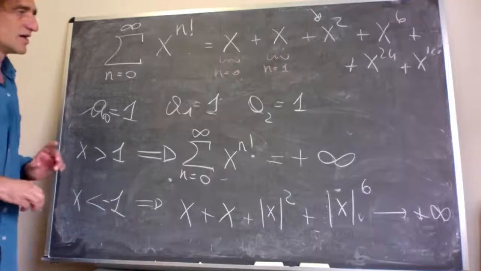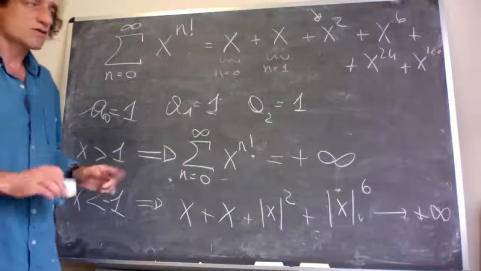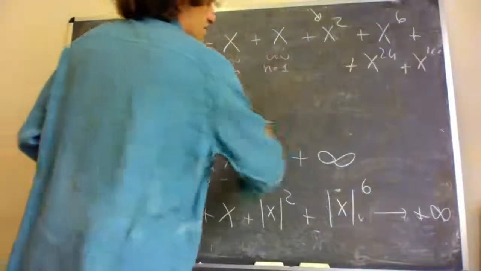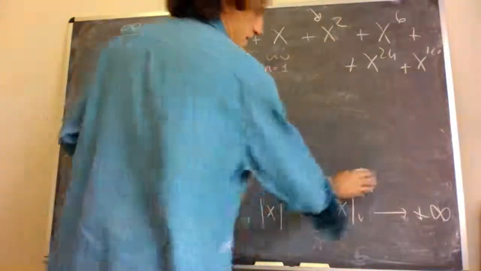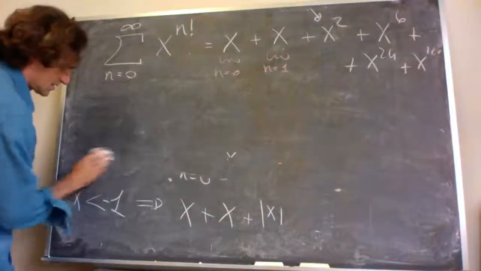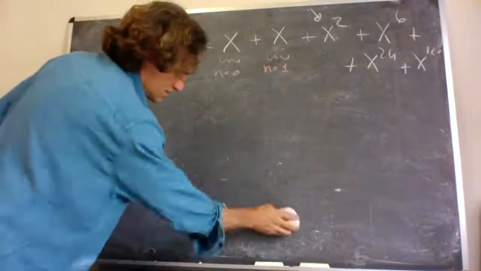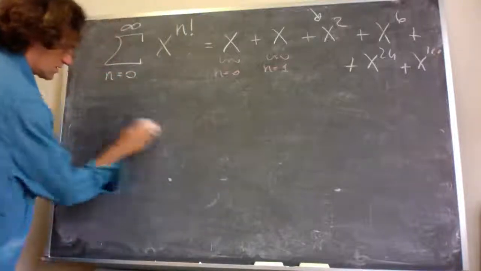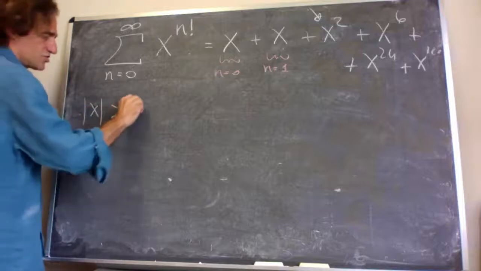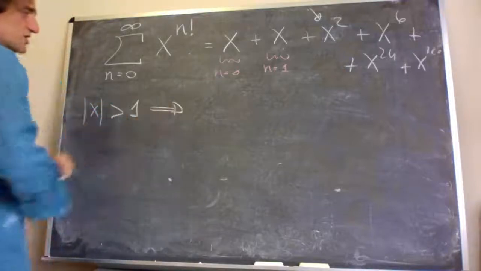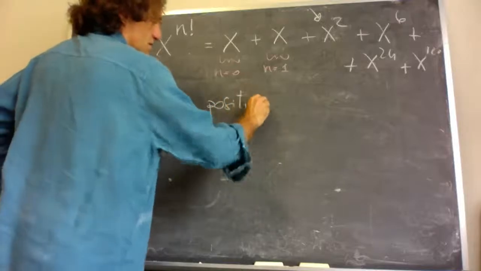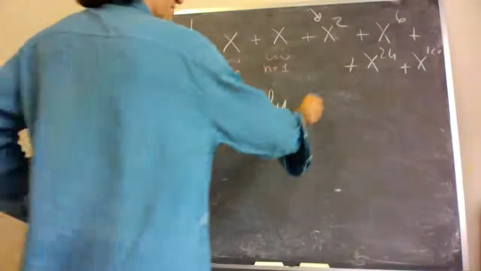Okay. Now, let us look at what happens when modulus of x is less than 1. Here we have modulus of x larger than 1, then the series positively diverges.